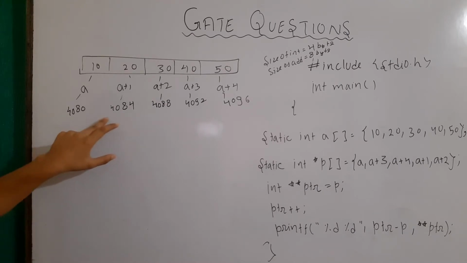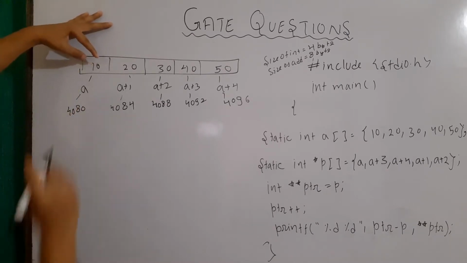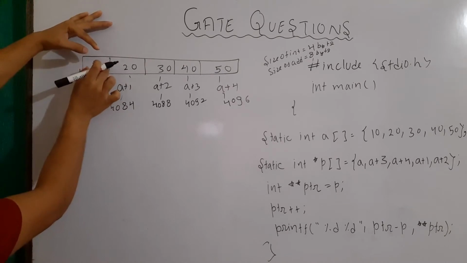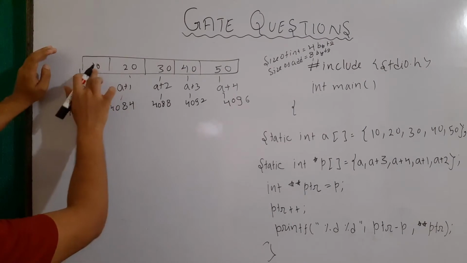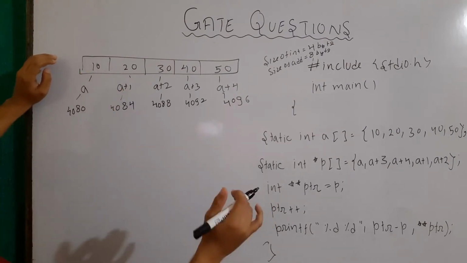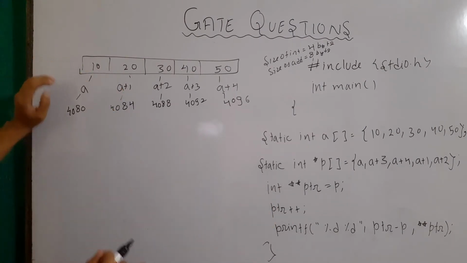Why is there an increment of 4? Because inside the memory location we are holding an integer, and the size of an integer is 4 bytes. Since 4 bytes will be taken by our integer variable, the very next location will be after those 4 locations, okay?